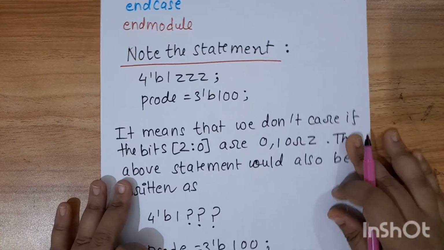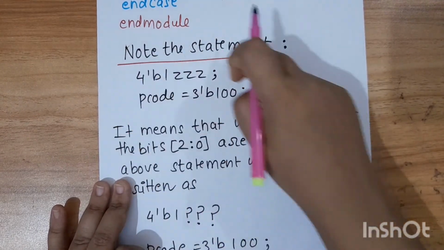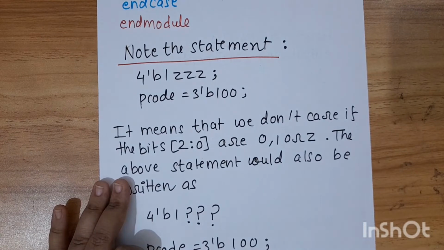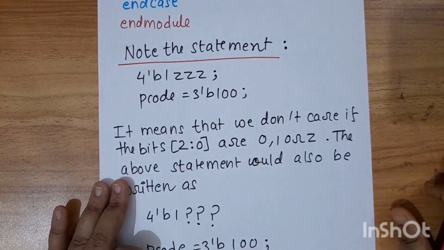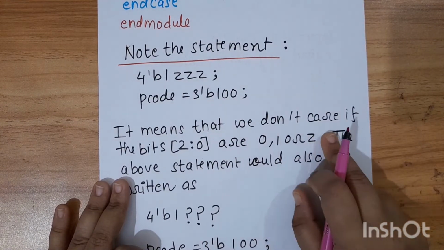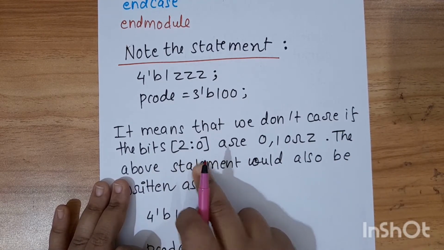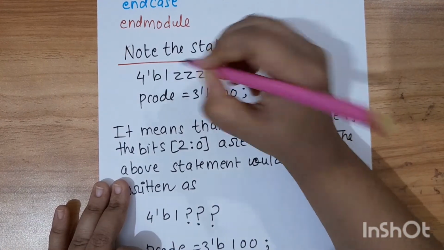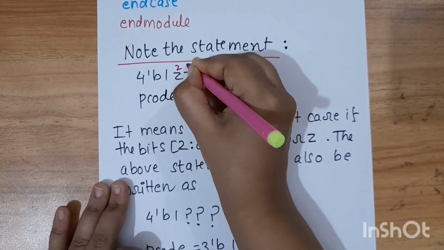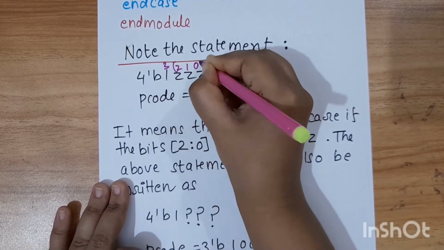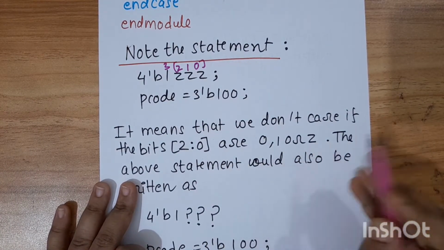Now please note the statement 4'b1ZZZ. This was the case item. For that, the Pcode value is 3'b100. It means that we actually don't care about the bits 2 down to 0. It is a 4 bit input, so 0, 1, 2, 3. So 2 down to 0, that is 2, 1, 0, and 3. So these 3 bits, 2, 1, 0, are 0, 1 or Z.